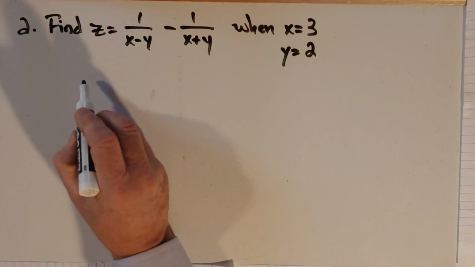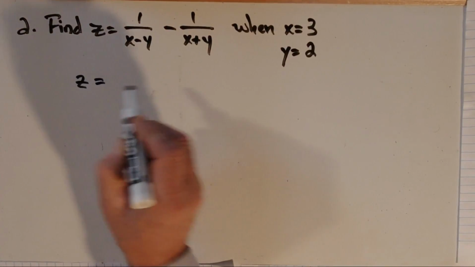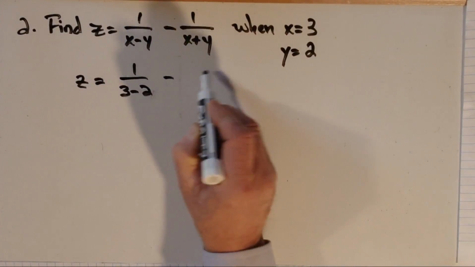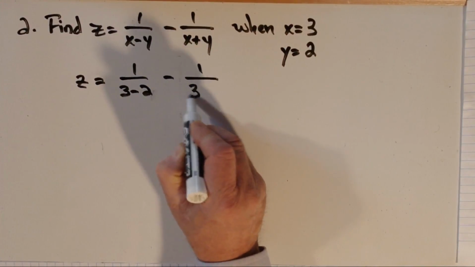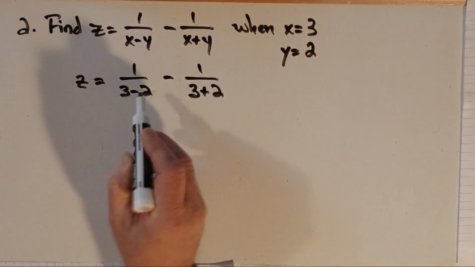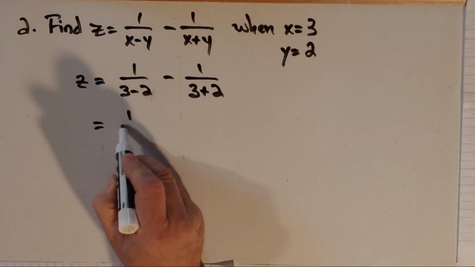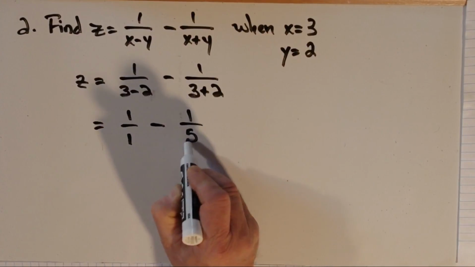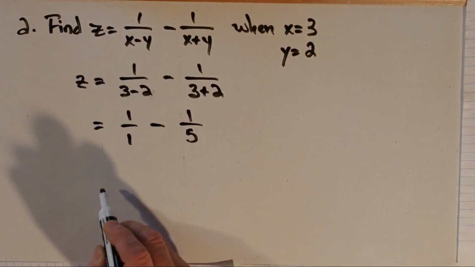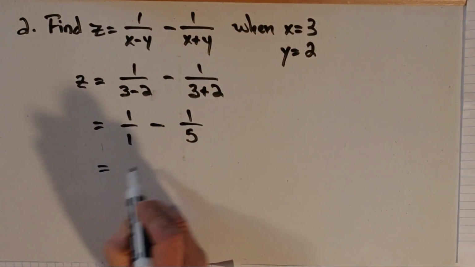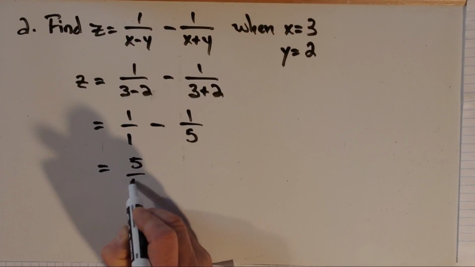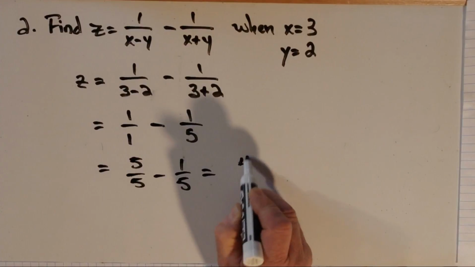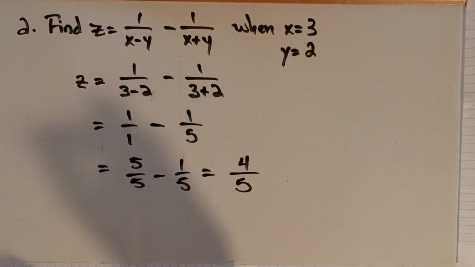When we substitute the values that we have into the equation, we get z is equal to 1 over 3 minus 2 minus 1 over 3 plus 2. 3 minus 2, of course, is equal to 1, so you have 1 over 1 minus 1 over 3 plus 2 is 5. Making the denominators the same here, multiplying this by 5 over 5, we get 5 over 5 minus 1 over 5, which is equal to 4 over 5.